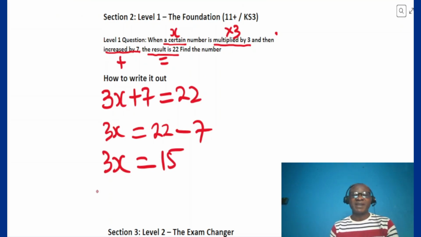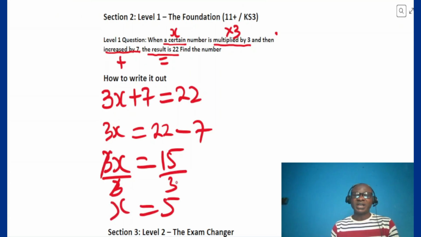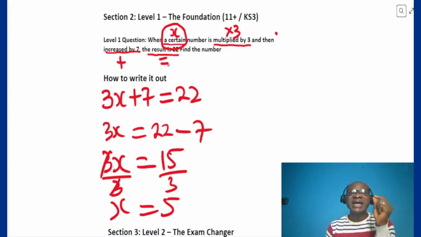What do I do next? I divide both sides by 3 in order to get the actual value of x. So here is divided by 3, here is divided by 3, and the value of x now is going to be 5, because 15 divided by 3 gives me 5. What does it mean? The certain number, remember you called the certain number letter x. You labeled the certain number, you underlined it as letter x. So that certain number that you are looking for, look at what the question asks you: find the number. We have now found the number, and that number is 5.